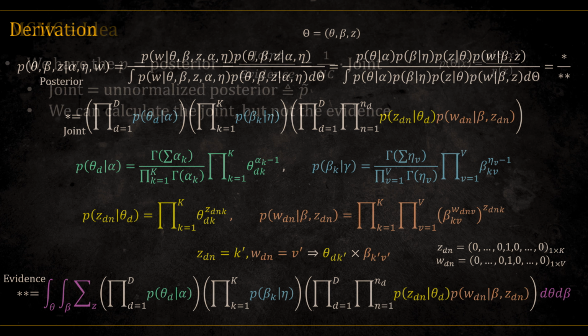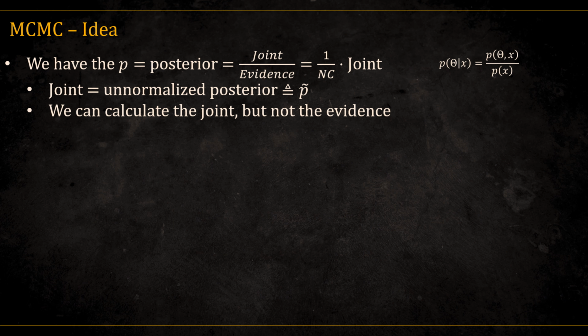The posterior consists of the joint distribution divided by the evidence. The joint is the numerator. The evidence is the denominator. Because the evidence does not depend on the parameters, it is simply a normalizing constant for a fixed theta. The joint varies across parameter values, while the evidence remains constant. Thus, the joint can be viewed as the unnormalized posterior, which we denote here by p tilde. In most problems, we can compute the joint but not the evidence.